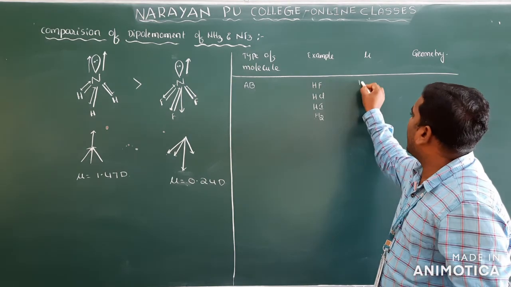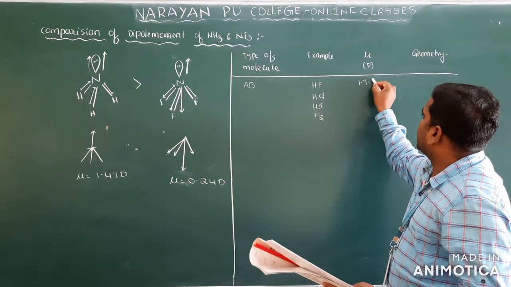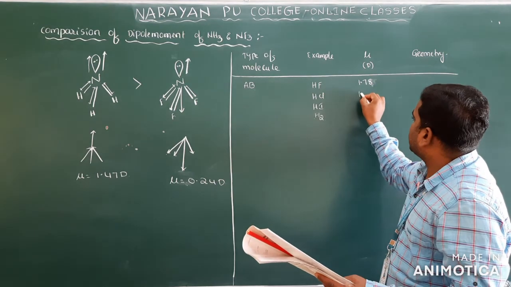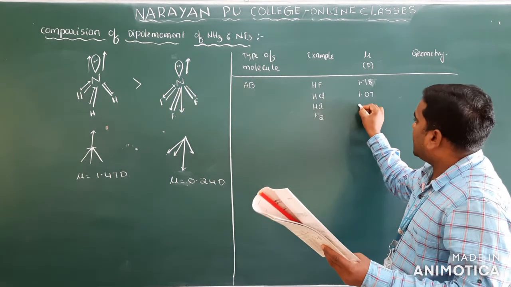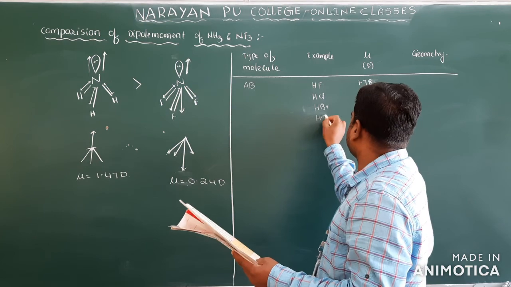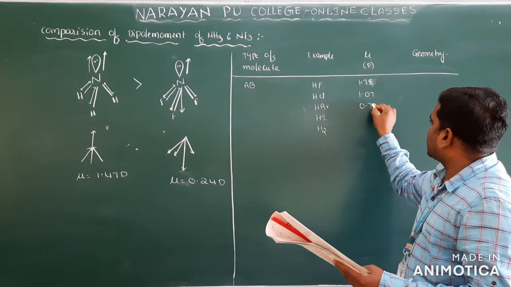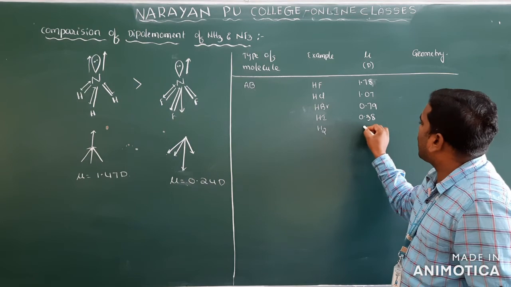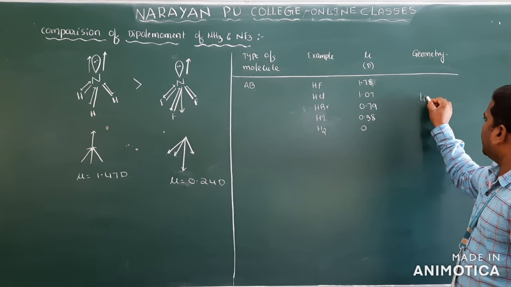What are the values they have given? I am writing them in debye. They have given 1.78 for HF, 1.07 D for HCl, and for HBr and HI they have given 0.79 and 0.38. For hydrogen, what is the dipole moment? 0. All these molecules have linear geometry.